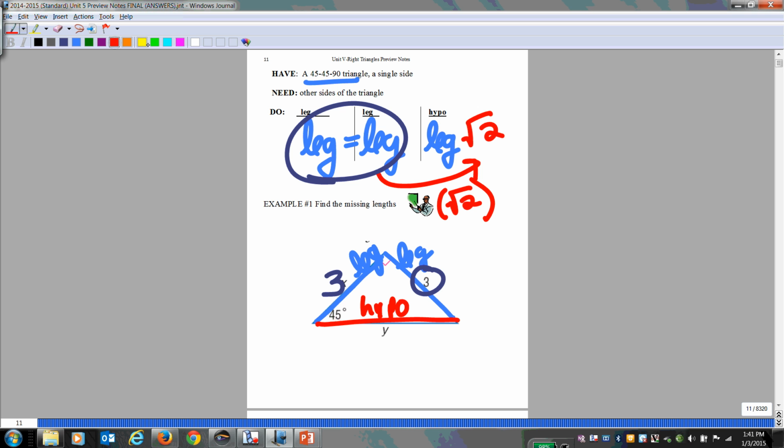To get the hypo, draw a little arrow. To go from here to here, we simply times by root 2. And 3 times root 2 is simply 3 square root of 2. That's it. Ta-da! Yep, that's how hard that gets. Let's try another one.